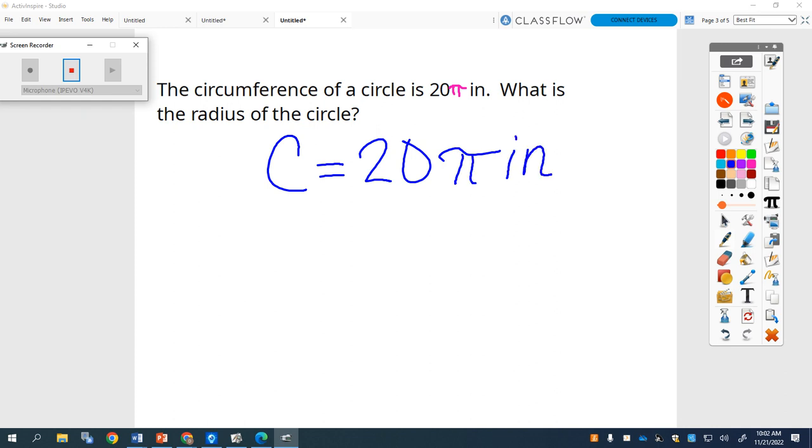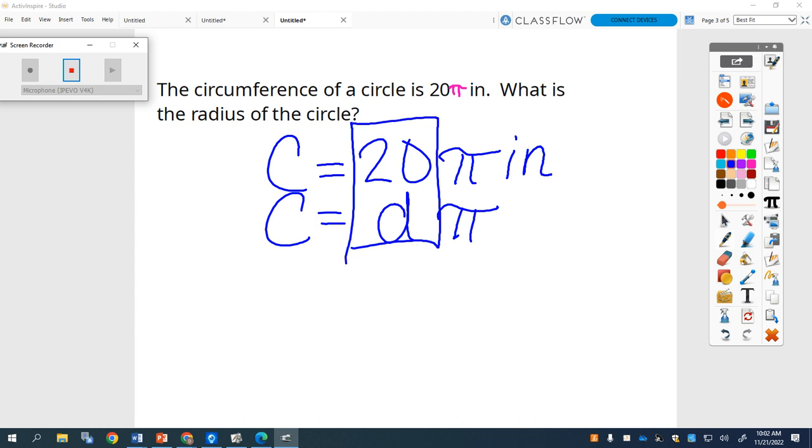Okay, what is the formula to find circumference? C equals D pi, or 2 times R pi. Good, yeah. All right. So if we know this, look at what number is where my diameter is. 20. So if my diameter, label it 20 inches, what is my radius?